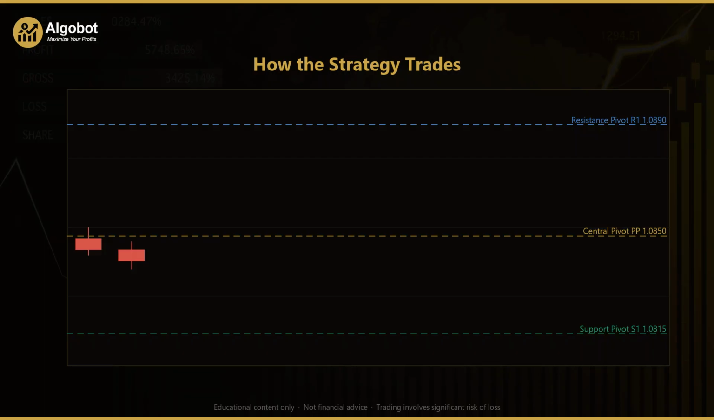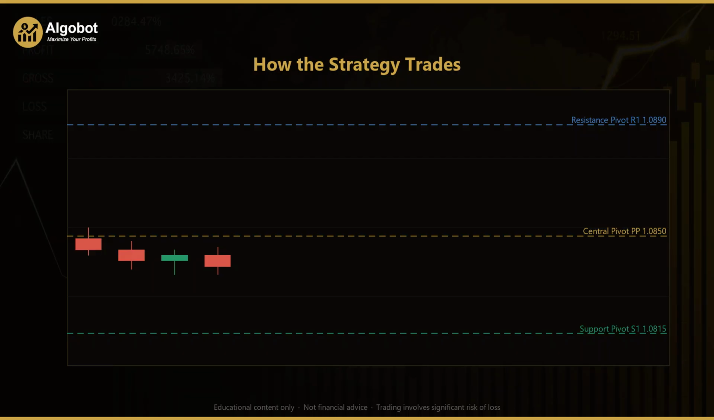You can see three dashed horizontal lines drawn across the price. The gold line in the middle is the central pivot, the PP, sitting at 1.0850. The blue line above it is the resistance pivot R1 at 1.0890, and the green line below is the support pivot S1 at 1.0815. These are recomputed each bar, but we've held them steady here, so the idea is easy to follow.